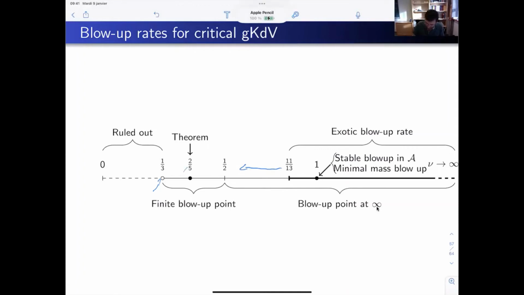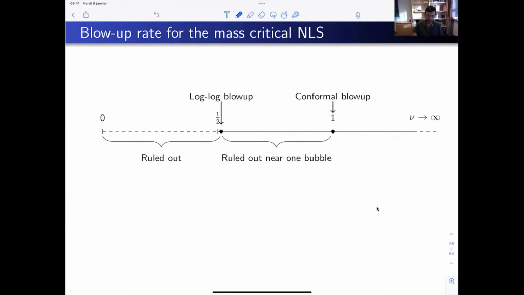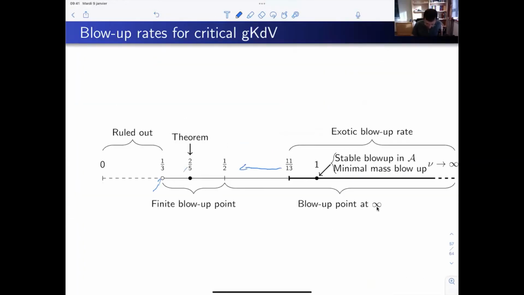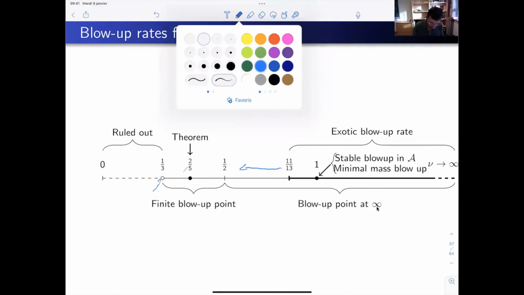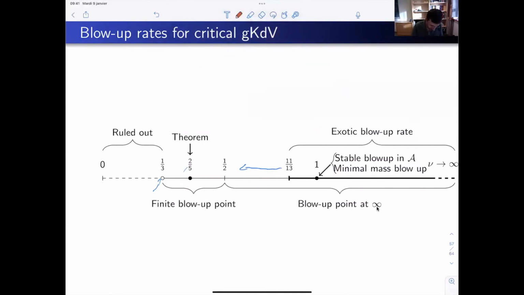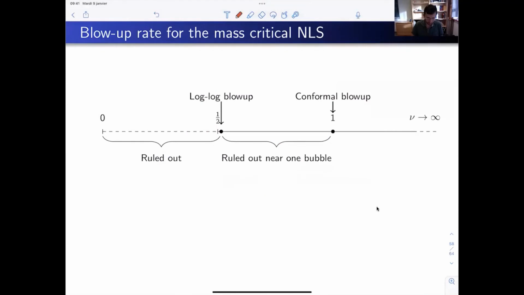The next slide, which I think is interesting also, compares a little bit what happens for the mass critical NLS. If I come back to this one, here we don't know, here we don't know, and here we also don't know. So we still have a lot of questions.